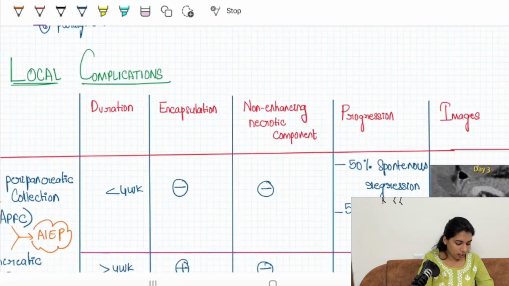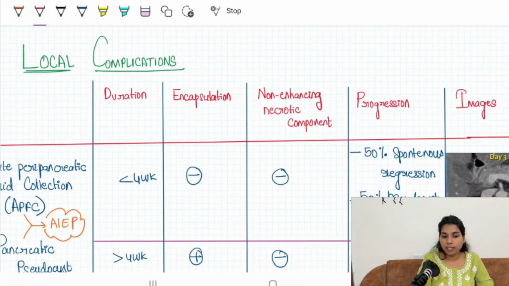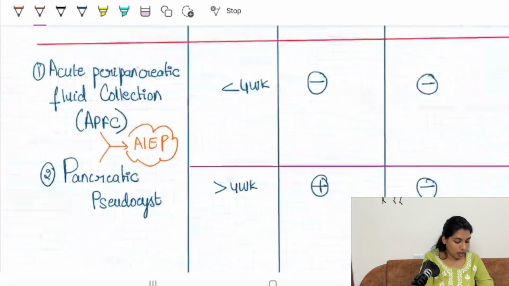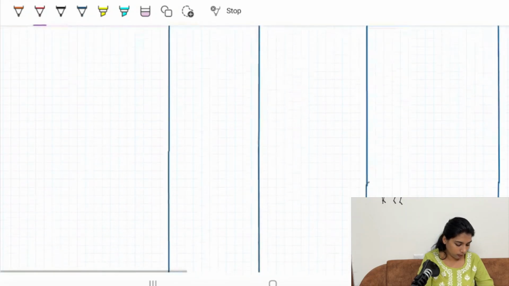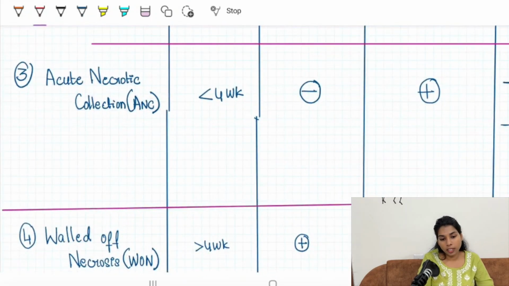Now we'll come to the last major topic, that is local complications. Local complications are predominantly four in number. That is acute peripancreatic fluid collection, pancreatic pseudocyst, acute necrotic collection, and walled-off necrosis.